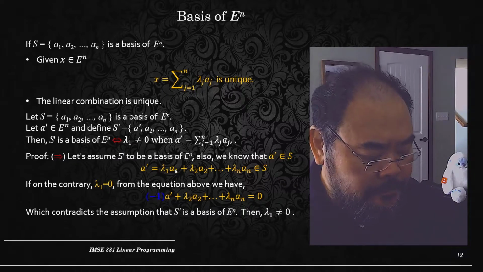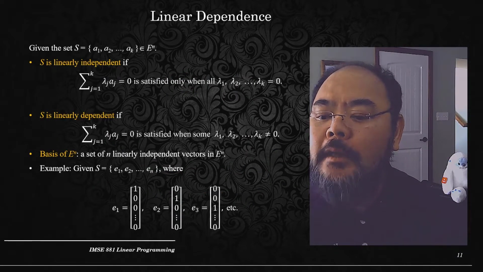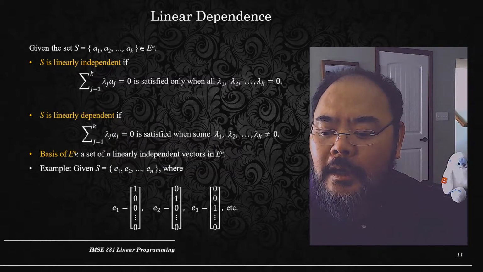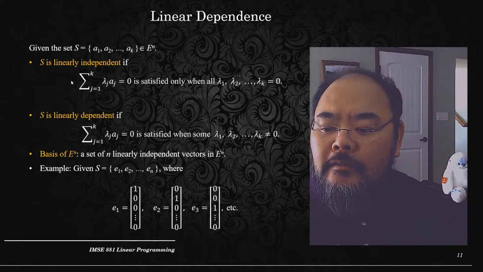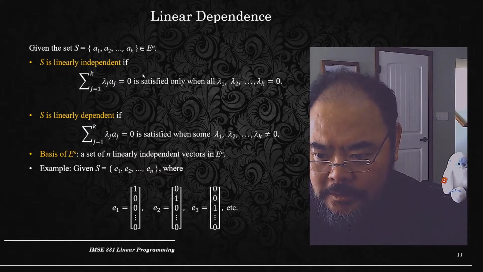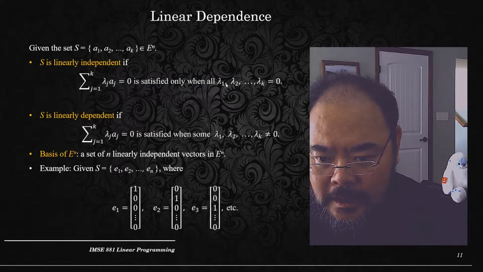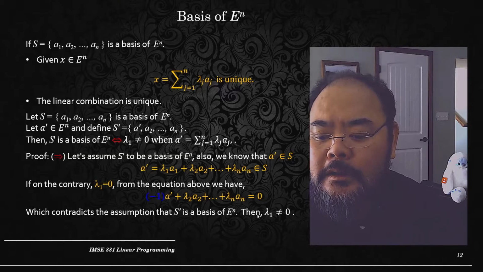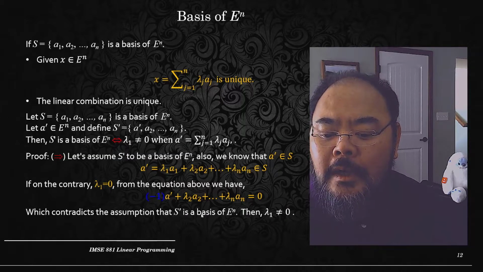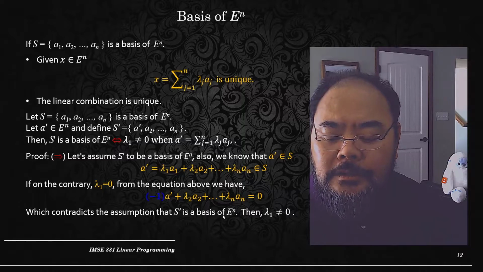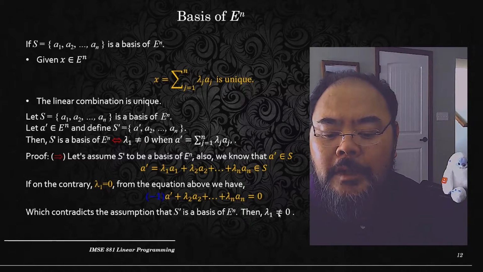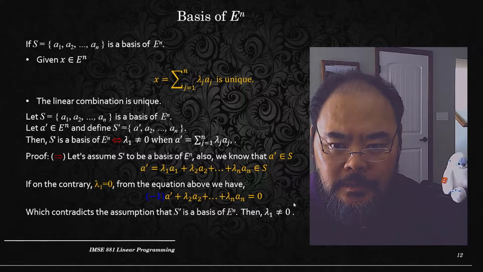Based on the definition in the previous slide, if S is linearly independent, which is the basis of E sub n, then if a linear combination from A1 to An equals 0, the only way this can be satisfied is if all the coefficients equal 0. Here, apparently not. Therefore, S prime is not a basis. That's a contradiction. Once the contradiction is reached, we can conclude lambda 1 has to be not equal to 0.